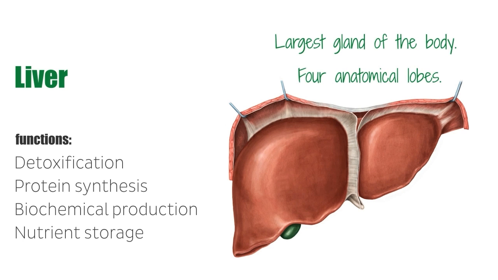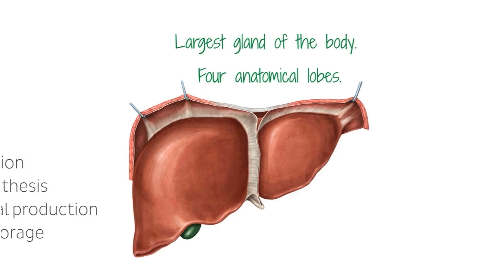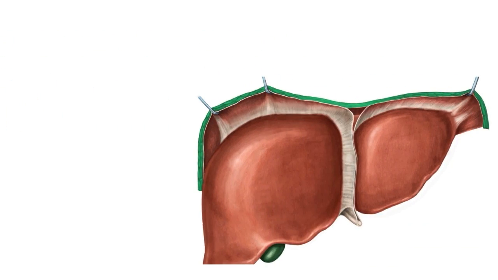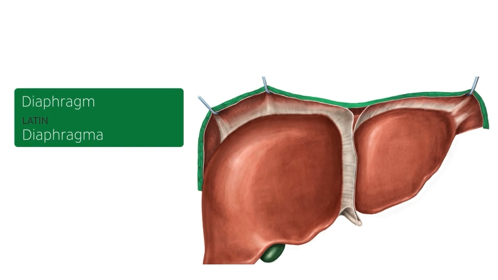We will discuss these lobes in greater detail in another tutorial, but today we are going to focus on the structures we can see when we look at the anterior view of the liver, and the structures closely related to it. The first structure that we're going to look at that is closely related to the liver is the diaphragm. We can see it here highlighted in green.